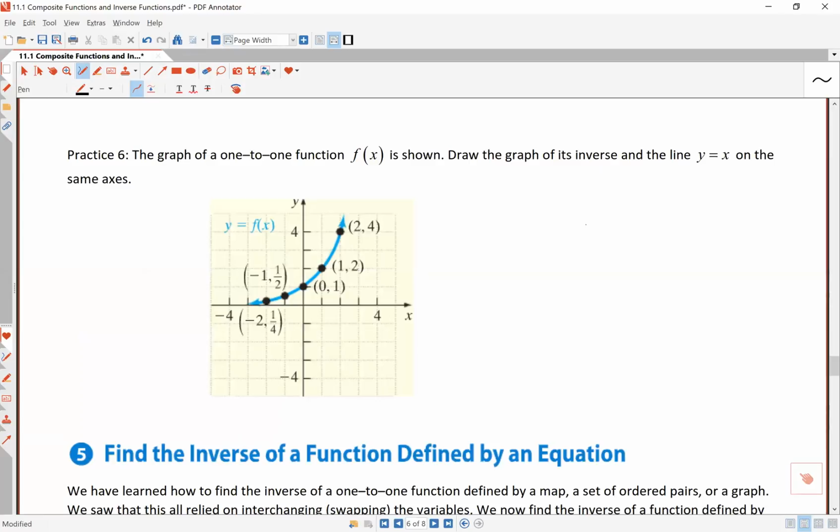Now that you've had a chance to work this out, I'll work this out with you. So let's write down all of our ordered pairs for f of x. We have (negative 2, 1/4), (negative 1, 1/2), (0, 1), (1, 2), and (2, 4). Now we swap all the ordered pairs. All the domain becomes the range, and all the range becomes the domain.